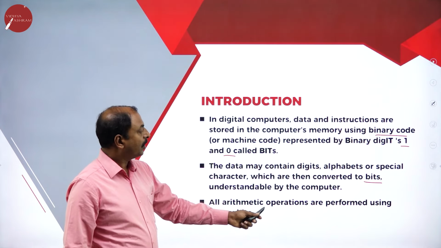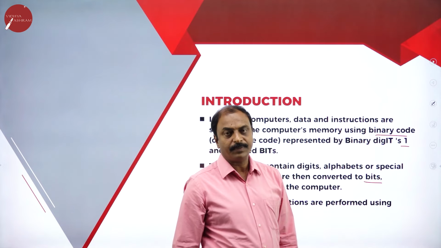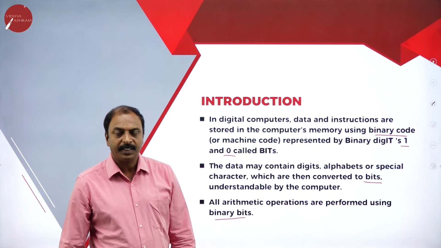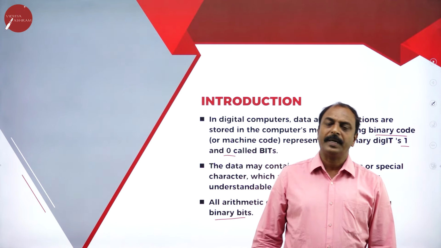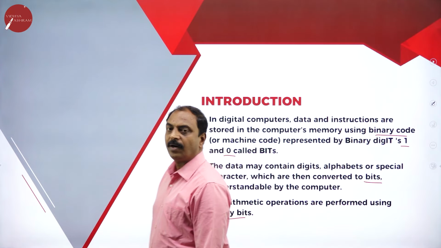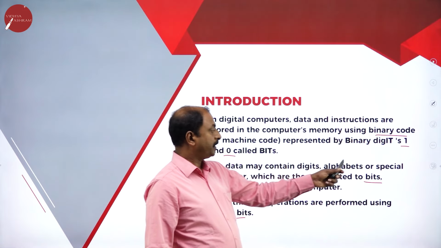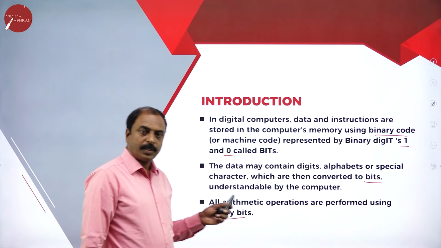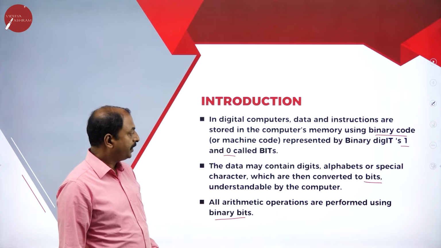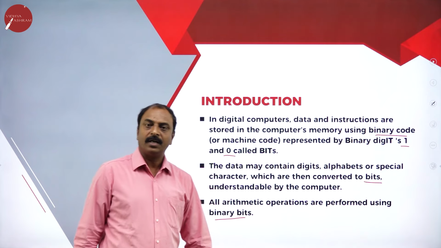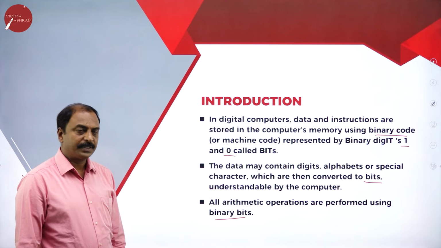So, all arithmetic operations are performed using binary bits or binary digits. Here the basic concept is that a computer is a digital machine. So, it works based on the binary numbers 0s and 1s, or with the combination of binary codes. And whatever the data or information, it has to be converted into computer understandable form, and all operations are done by using binary digits, 0s and 1s. So this is the introduction to the chapter data representation.